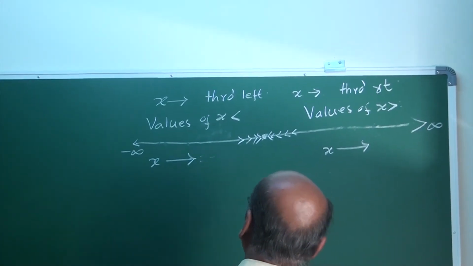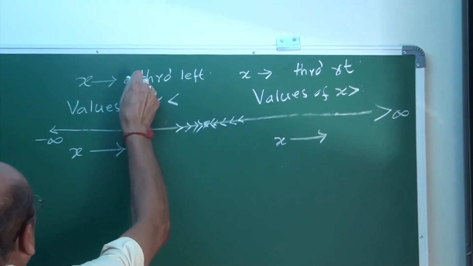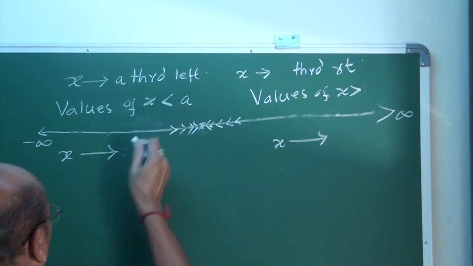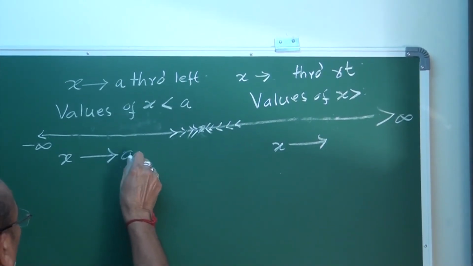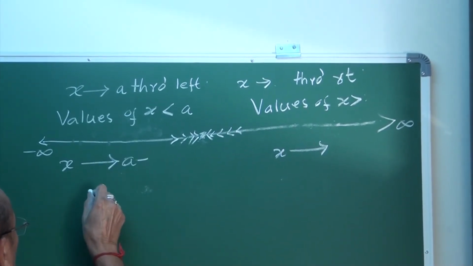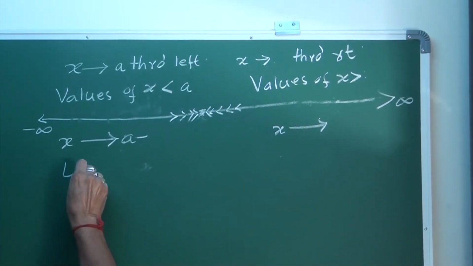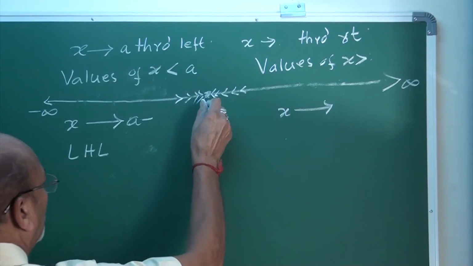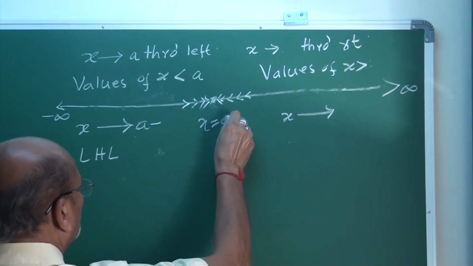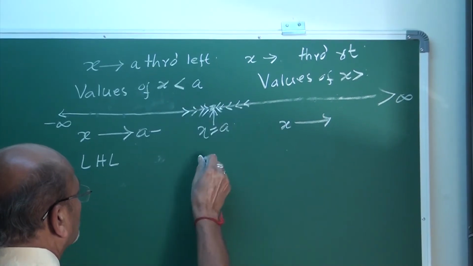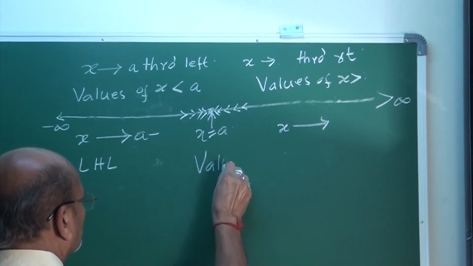Yes, my friends, x tends to a from the left means values of x less than a. In this case, it is a minus. This is for LHL, the left hand limit. And x equal to a, this point, is for the value of the function.